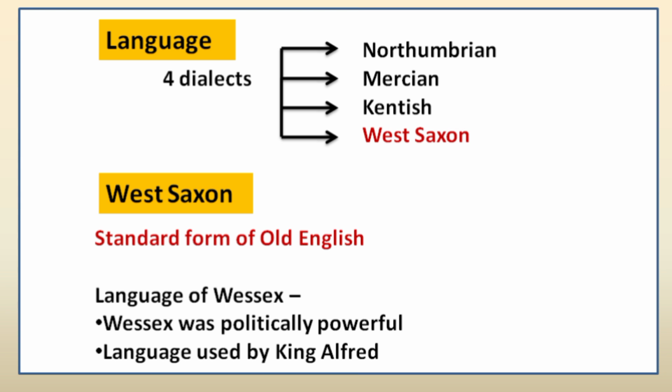So, West Saxon became the most important dialect among all these four. It is this West Saxon that we consider to be the standard form of Old English, that is, the language from which Old English has originated. So, this is the language of Wessex, and as I told you, Wessex was politically powerful and it was the language used by King Alfred.